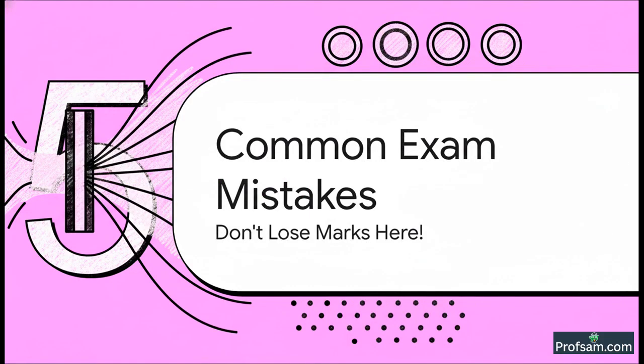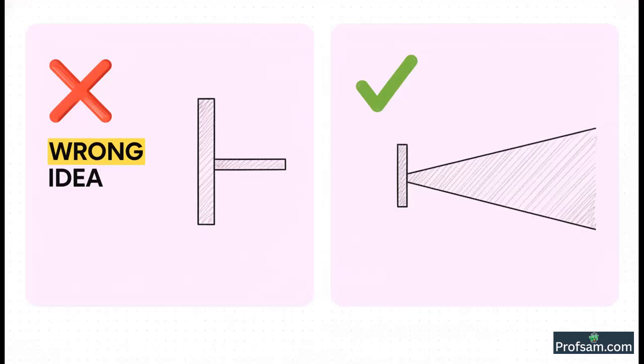Okay, now for a very important section. Let's talk about the common mistakes, the silent killers in the exam. These are the small misunderstandings about diffraction where students often lose marks. So please pay close attention now. This here is the number one mistake everyone makes. It feels wrong, but it's true.